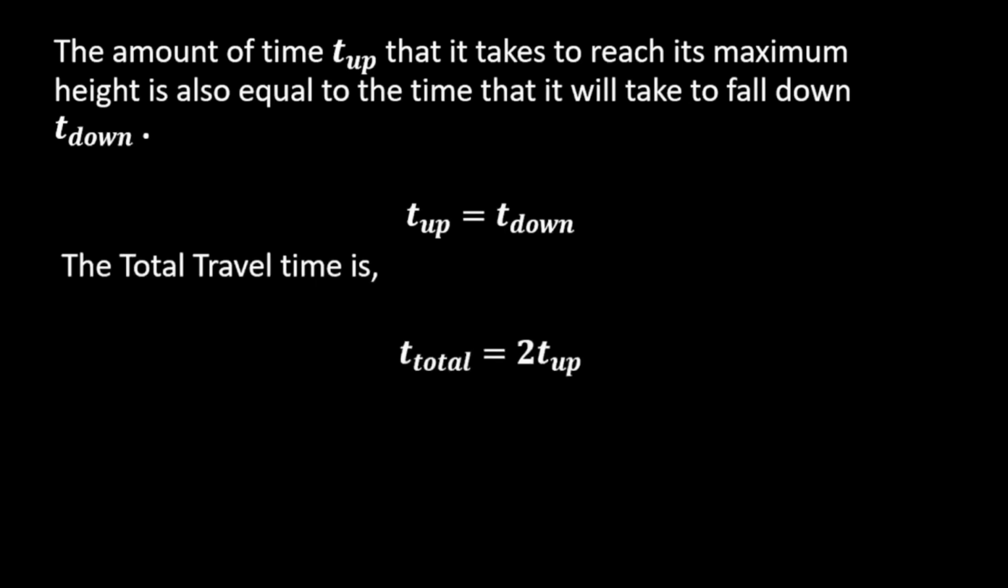The amount of time of an object in upward motion, or t up, is also equal to the time that it will take to fall down, or t down. Since the time to get up is equal to the time to get down, the total travel time is t total is equal to 2 times t up, or t total is equal to t up plus t down.